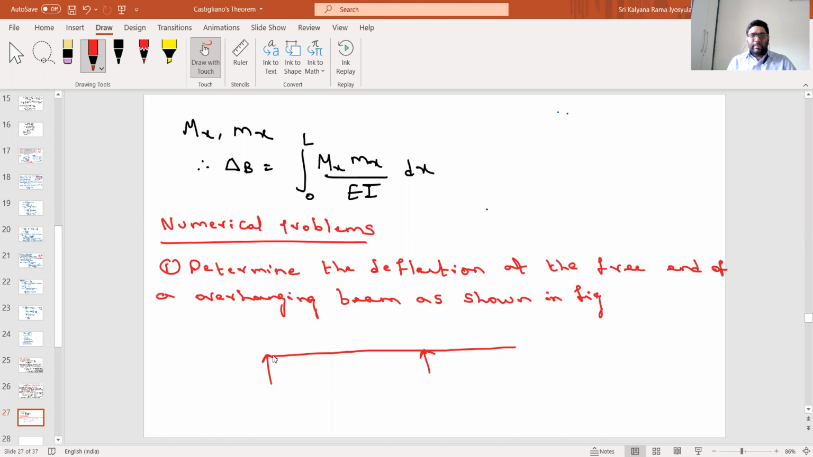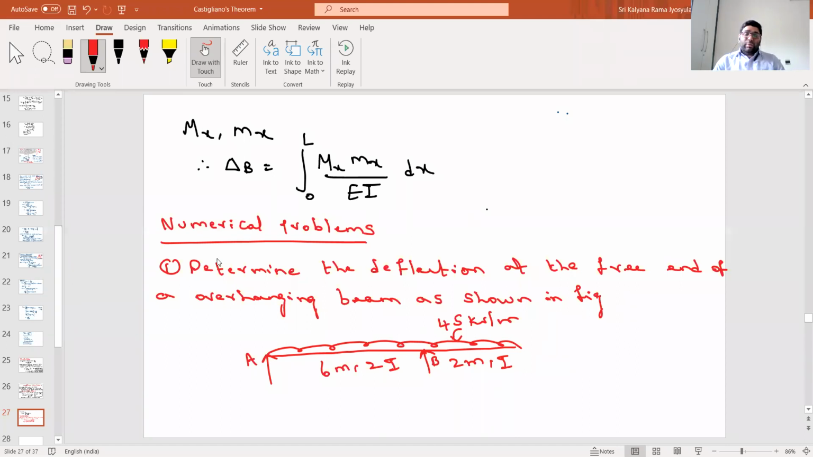So this is the beam given. This is 45 kilonewton per meter, this load. This is 6 meters, 2I, 2 meters, I. Okay, this is the beam given. So this is A and this is B. Now, where do we need to calculate the deflection? Deflection is to be calculated at the free end.